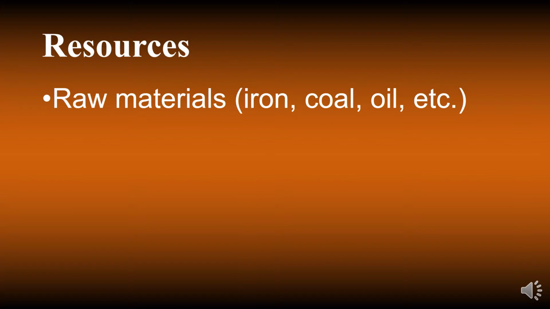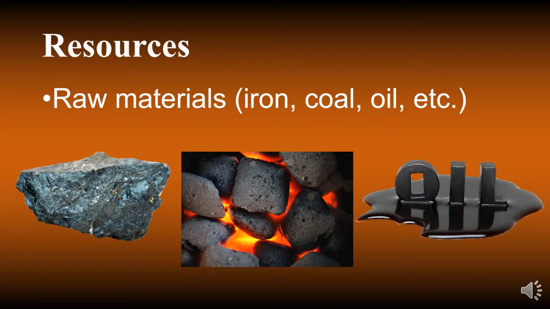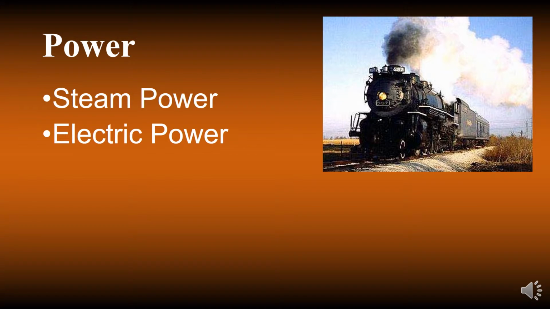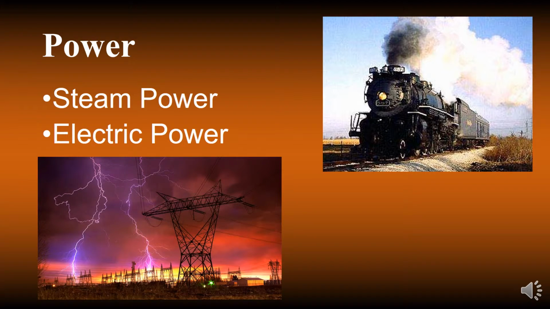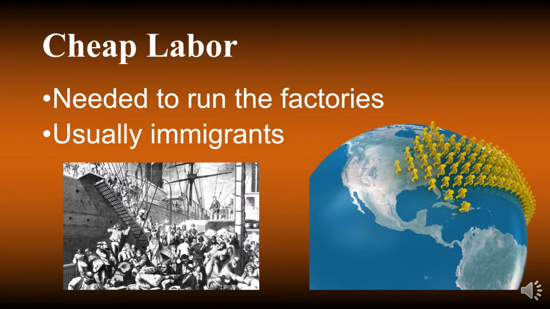You also need resources. You need raw materials like iron, coal, and oil to run factories and be able to use mechanisms to create these products and manufacture. You need power to run your factories. These include steam power. And with Thomas Edison and Nikola Tesla's invention of electricity and ways to actually create and use electricity, you have electric run power plants. You also need labor to run your factories, preferably cheap labor, because the less you pay your workers, the more you make in the end. Usually these were made of immigrants who worked for the least amount of money because they were trying to make a living in this new land.